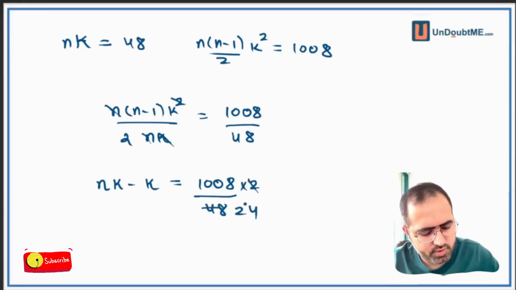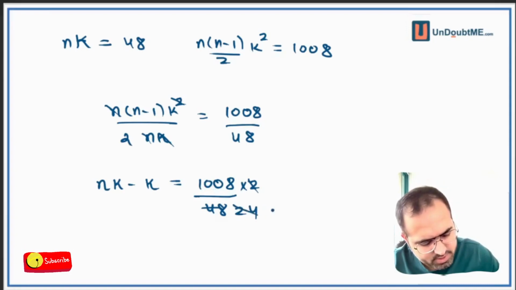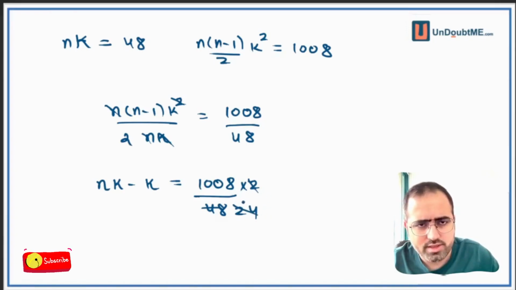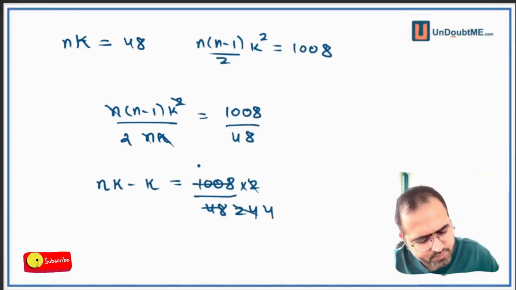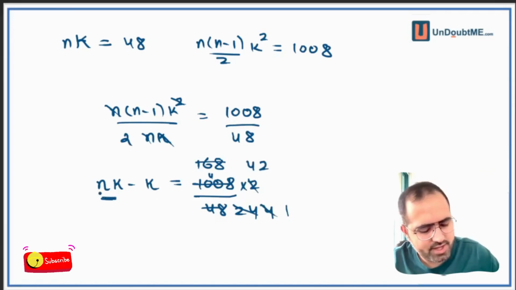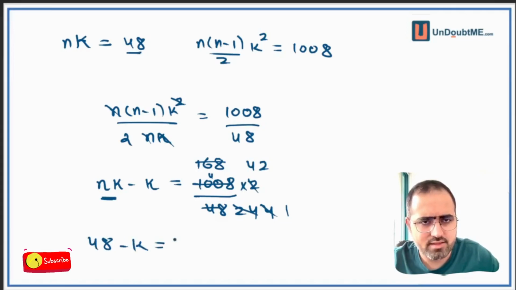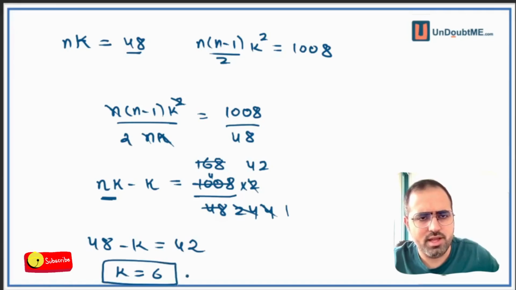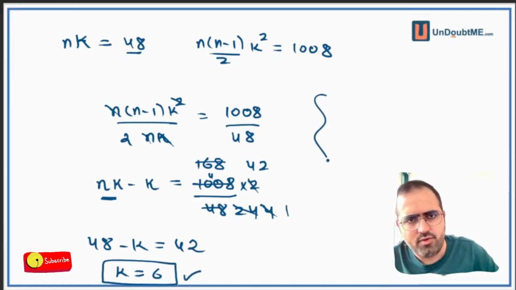It will be 24, and then with 24 we'll try to cancel out 1008. It can go with 6: 6 4s are 24, 6 1s are 6, then 6 6s are 36, then 6 8s are 48, and then it can go further with 4 4s are 16, and 2s are. The value of nk will be 48. I will replace it directly. So 48 minus k is equal to 42, and on rearranging the terms, the value of k will be 6. The value of k is done.